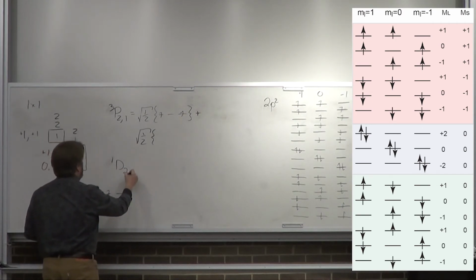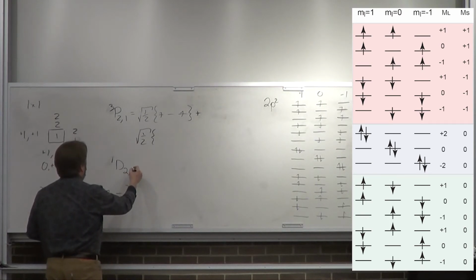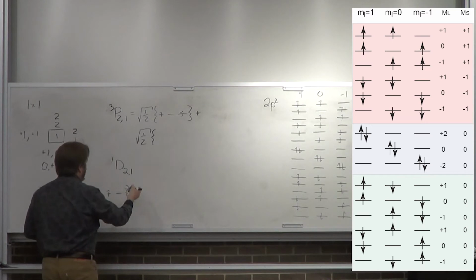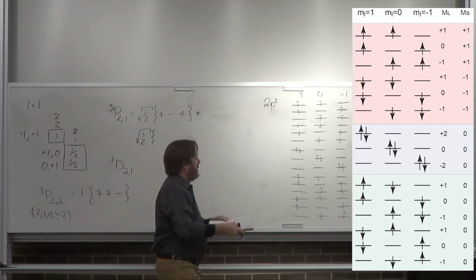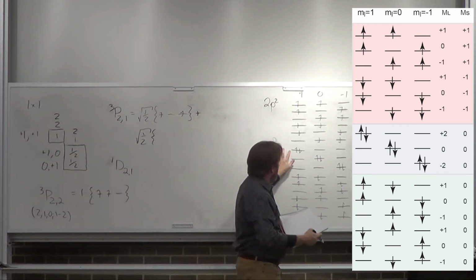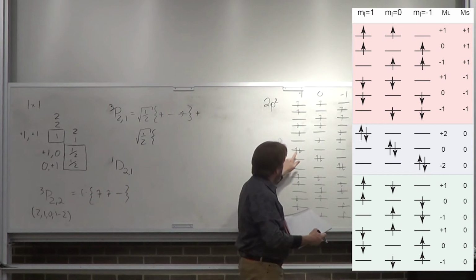D of 2, but there's 5 of those. Let's do 2, 2, 1. Right, we did 2, 2. 2, 2, right, this is D, singlet D. I can see that's a singlet state.